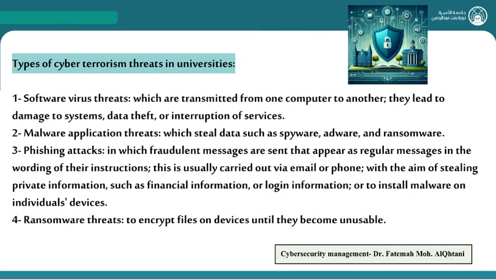What are the types of cyber terrorism threats in universities? 1. Software virus threats, which are transmitted from one computer to another. They lead to damage to systems, data theft, or interruption of services. 2. Malware application threats, which steal data such as spyware, adware, and ransomware. 3. Phishing attacks, in which fraudulent messages are sent that appear as regular messages in the wording of their instructions. This is usually carried out via email or phone, with the aim of stealing private information, such as financial information or login information, or to install malware on individuals' devices. 4. Ransomware threats, to encrypt files on devices until they become unusable.